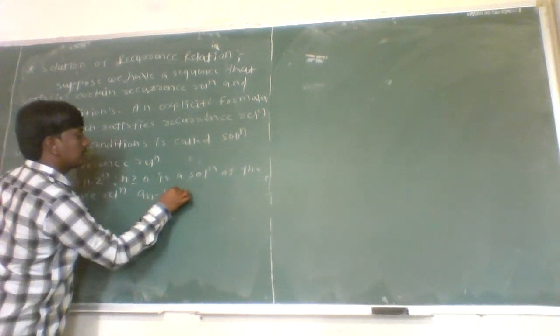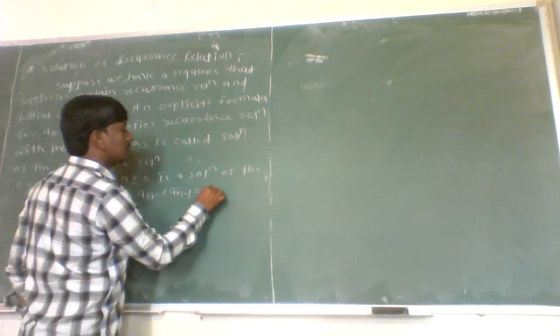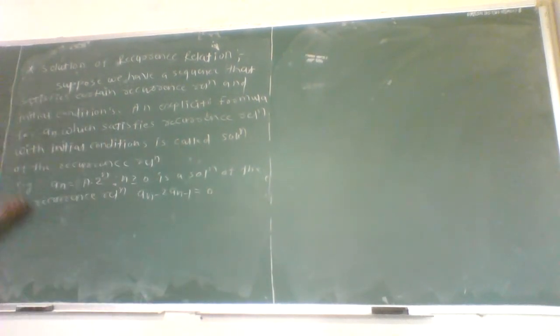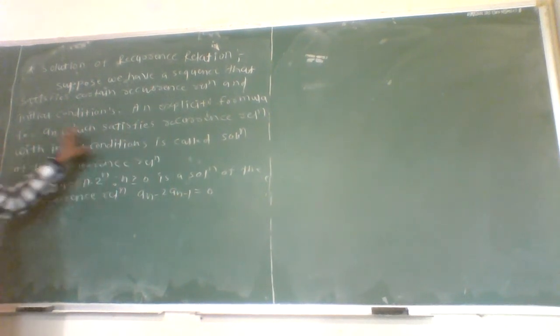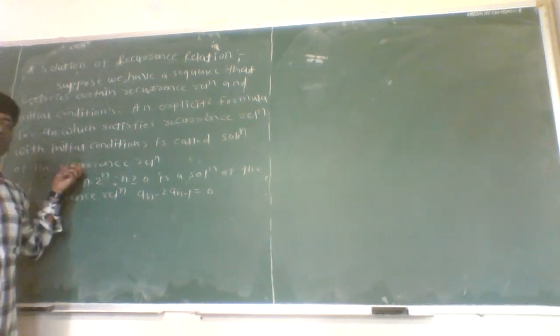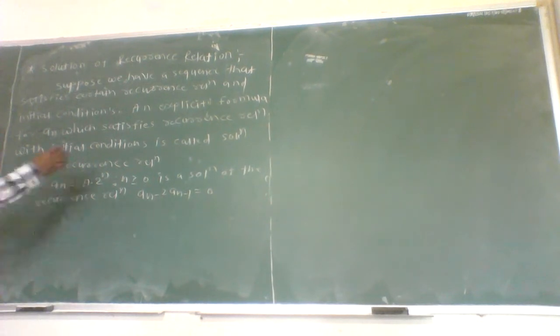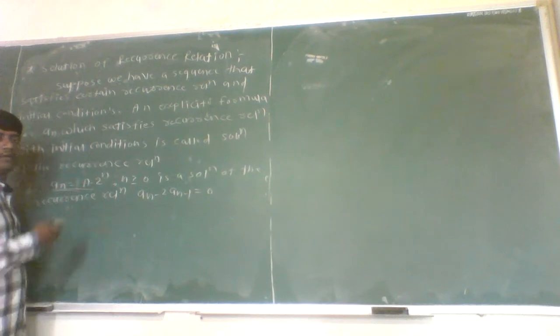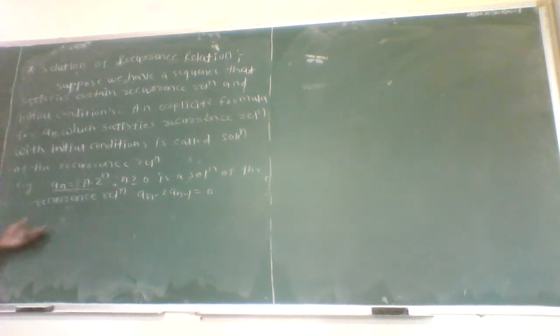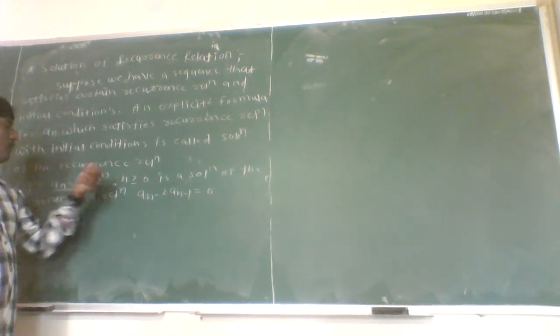a_n minus 2 times a_(n-1) equal to 0. What is the solution? An explicit formula for a_n which satisfies a recurrence relation with initial condition is nothing but the solution of the recurrence relation. And here we have to prove that this a_n equal to a times 2 to the power n whenever n is greater than or equal to 0 is the solution of the recurrence relation. Now put this value of a_n in this one.